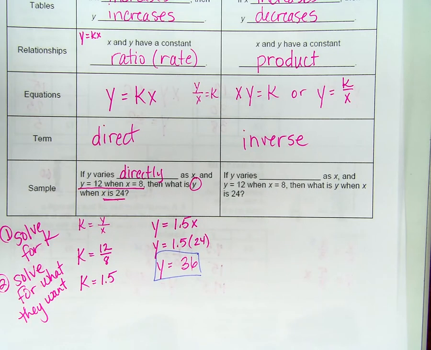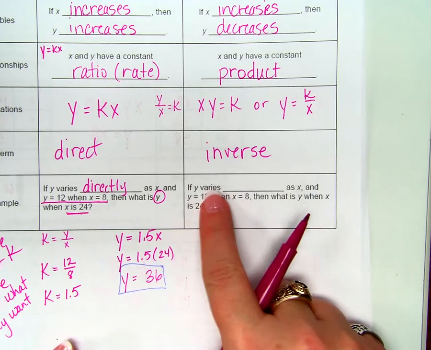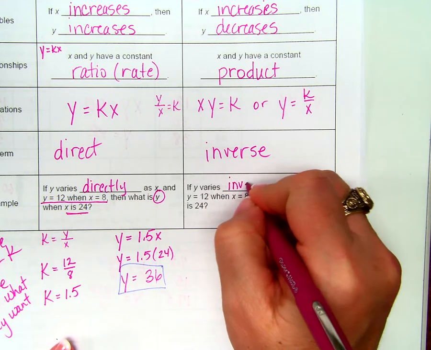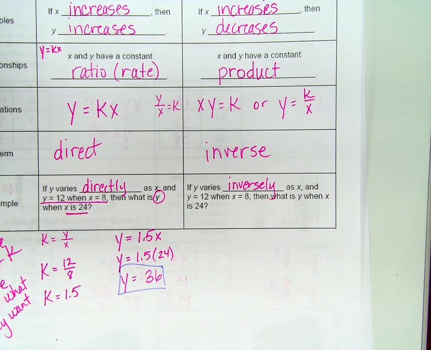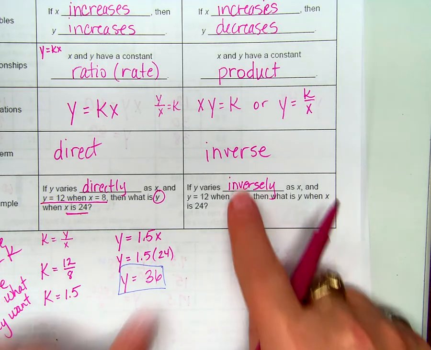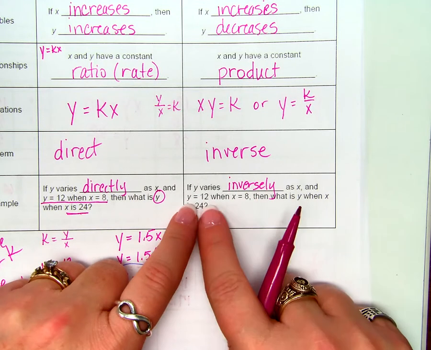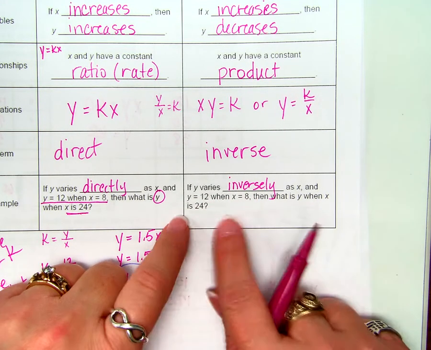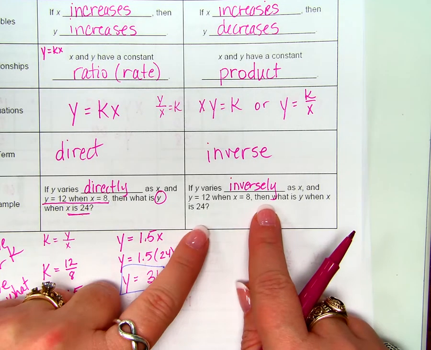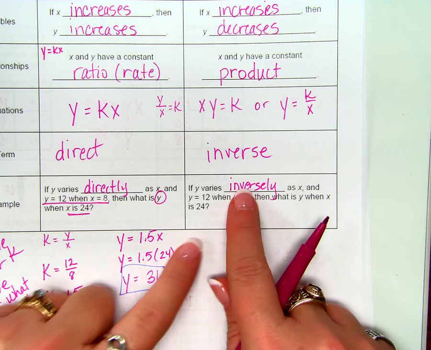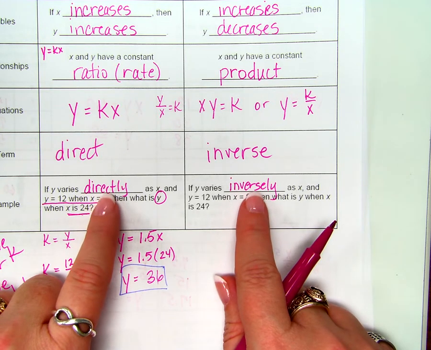Questions? So what's the other one going to read? If y varies inversely as x and y equals 12 and x equals 8, then what is y when x equals 24? Well, guys, that's super close to this other question. Shouldn't we just get the same answer? Because of this word, we absolutely will not.